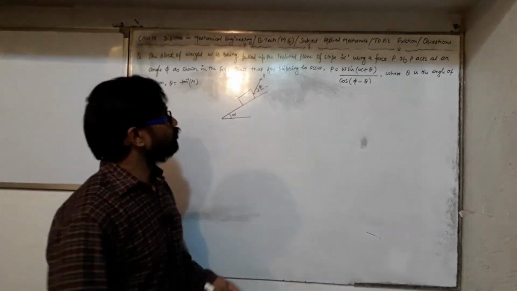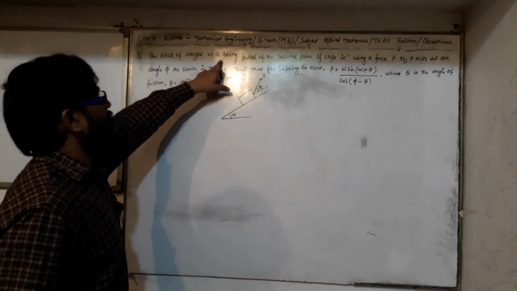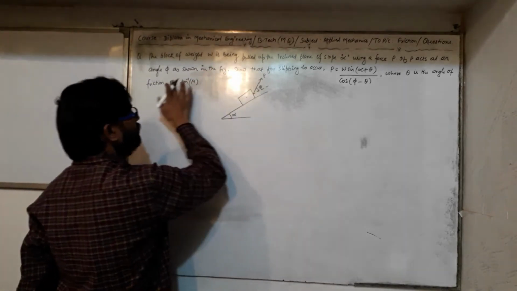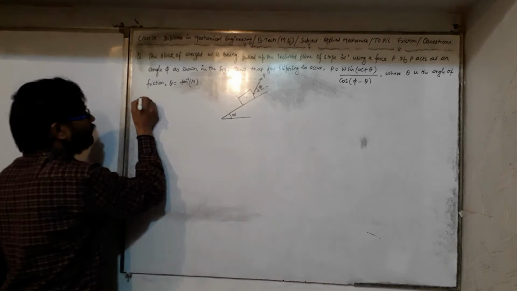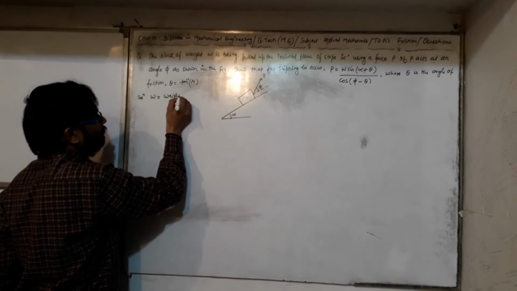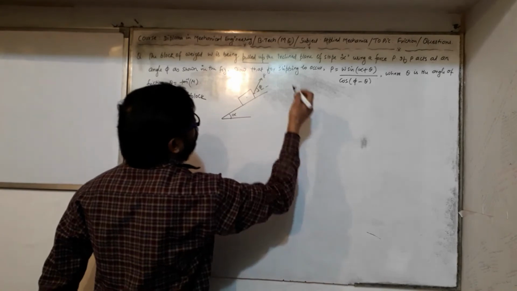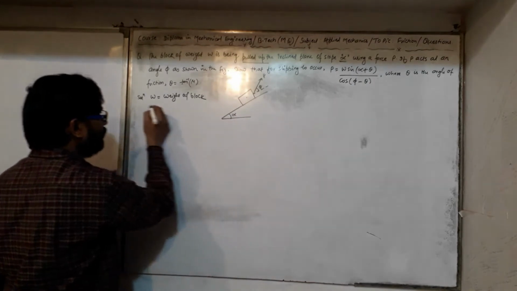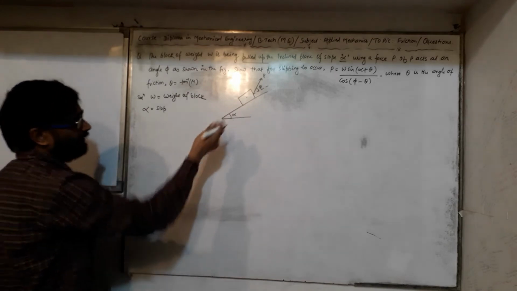See this question. In this question, a block of weight W is being pulled up. It means there is a block of weight W, as shown in this figure. So W is nothing but the weight of the block pulled up the inclined plane of slope alpha. Alpha is nothing but the slope, or angle made by the inclined plane.